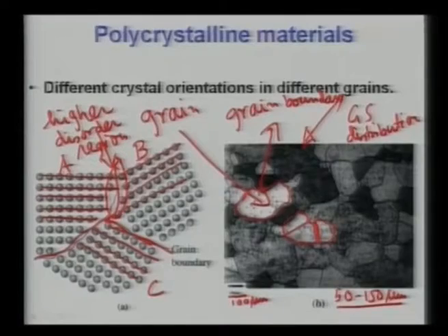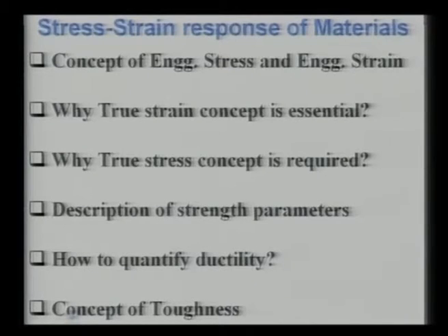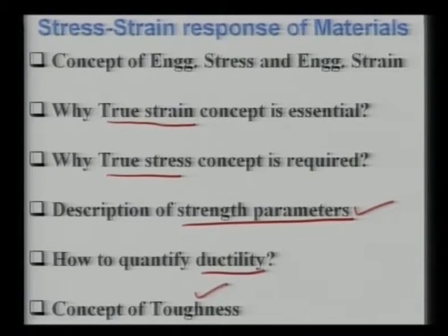So this is in general a brief of how the microstructure looks and how one can characterize it in scientific terms. Now in the next few slides I will go through quickly the concept of engineering stress and engineering strain. This set of slides, which I will be showing you over the next several minutes, is essential to understand the typical mechanical behavior or mechanical properties of materials. First will be the concept of engineering stress and engineering strain, and how the true strain and true stress concepts are also required. Then the description of the strength parameters, how the strength property and load bearing capability of materials can be described, how to quantify ductility, and what the concept of toughness is. All these concepts will be discussed one by one.